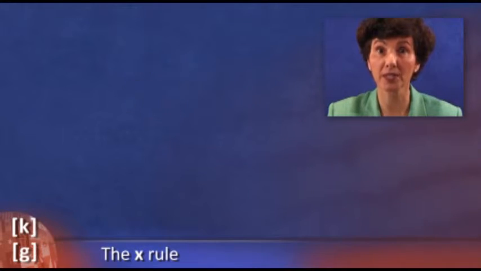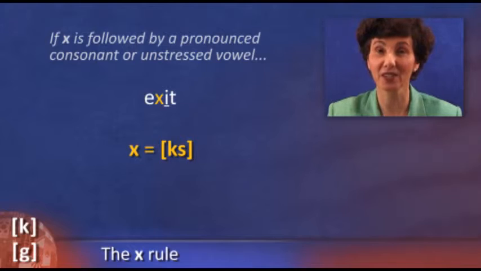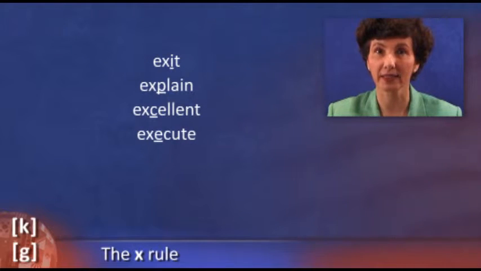Okay, the next part of the rule says this. When the letter X is followed by a pronounced consonant or an unstressed vowel, it's pronounced ks. All right, that's the k sound in sa. So here are some words. Exit. Now, many people mispronounce that and say egzit. That's wrong. It's exit. Explain. Excellent. Execute.